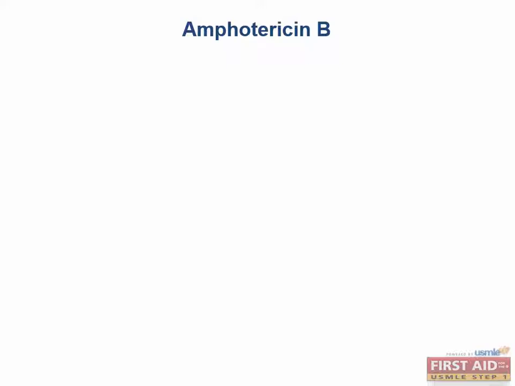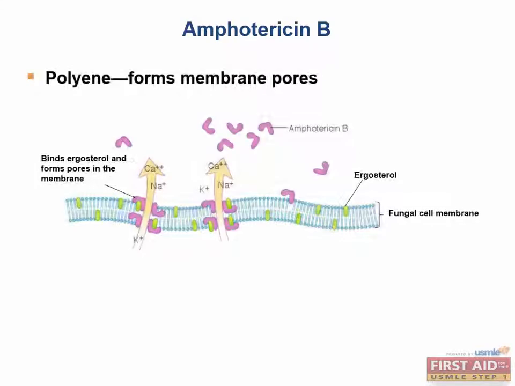First, we're going to talk about Amphotericin B, which is a polyene that binds to ergosterol in the cell membrane and forms membrane pores. Remember, ergosterol is a sterol that is unique to fungal cell membranes. Do you remember the sterol that's found in human cell membranes? That's cholesterol. Very good.